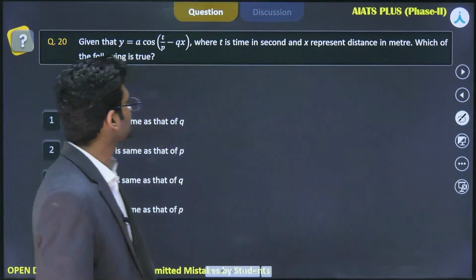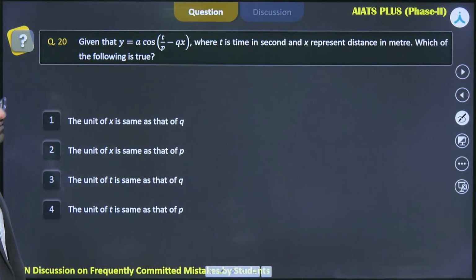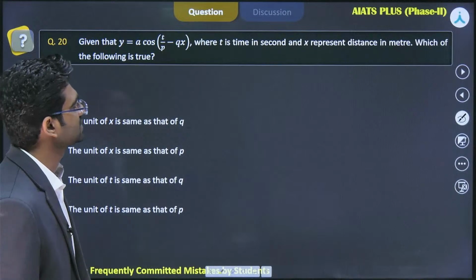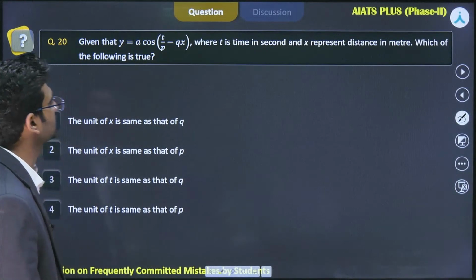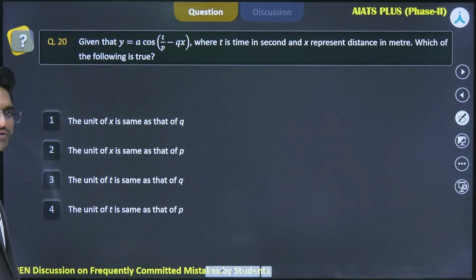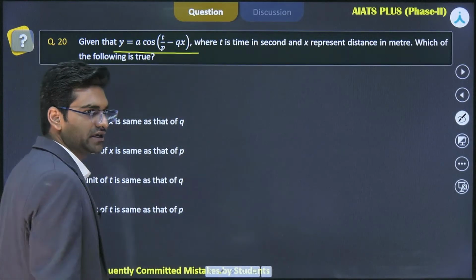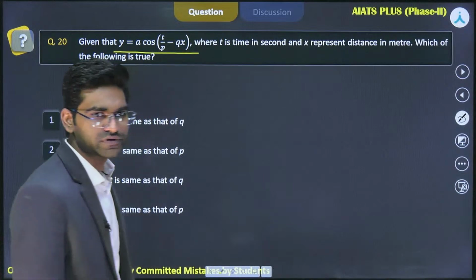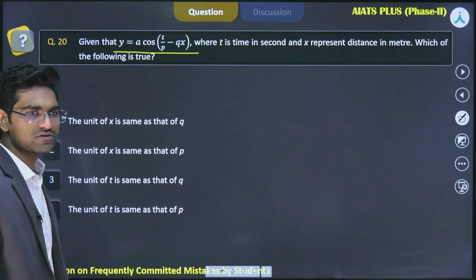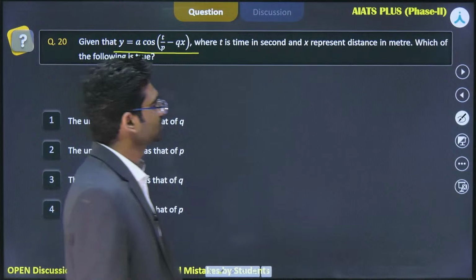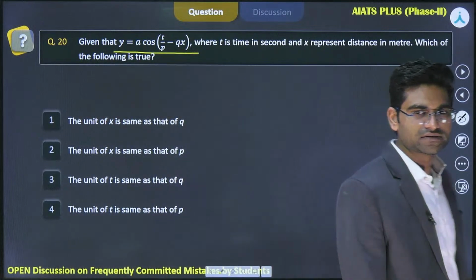This is the next question. Given that y is equal to a cos of t by p minus qx, where t is time in seconds and x represents distance in meters, which of the following is true? This is the equation. Y is equal to a cos of t by p minus qx. Okay, what is the concept here? Anyone? Just tell me the name of the chapter.